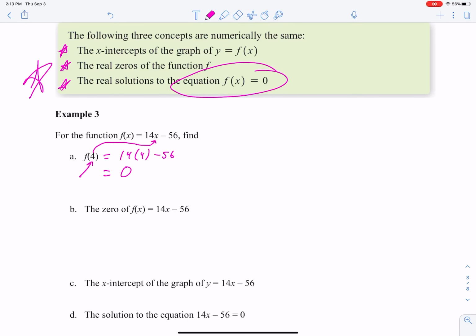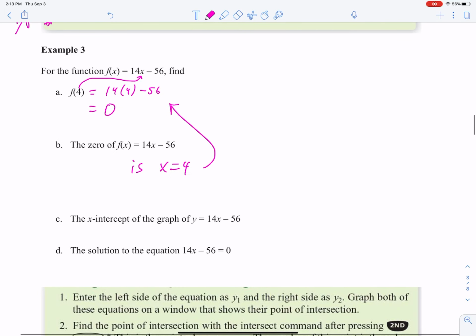So we just figured out the real solution to the equation f of x equals 0: x equals 4. Since we said these 3 things are the same up here, we can just answer part B, knowing that it means the same thing we just did. The 0 of f of x equals 14x minus 56 is x equals 4, because we just found out right up here, if we plug a 4 in, our answer is 0.